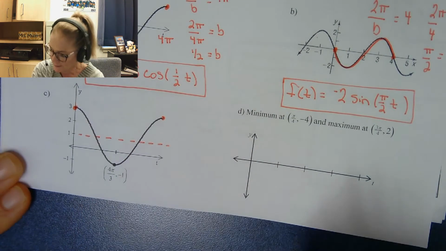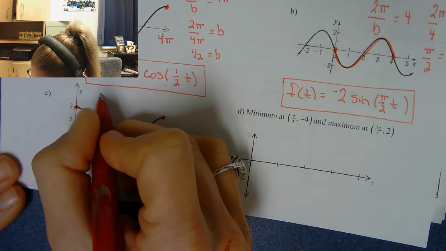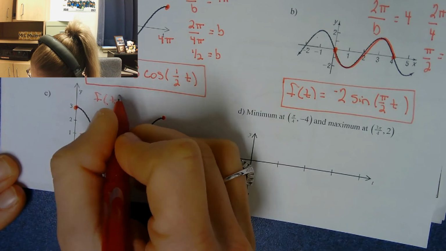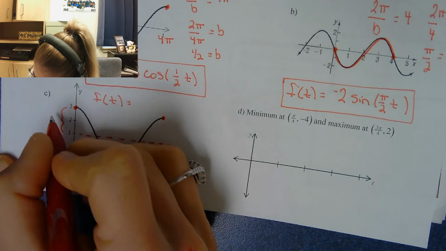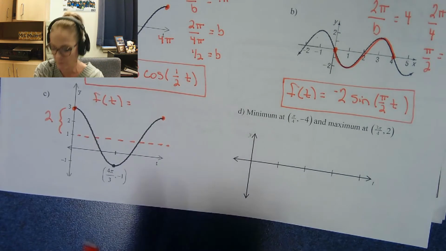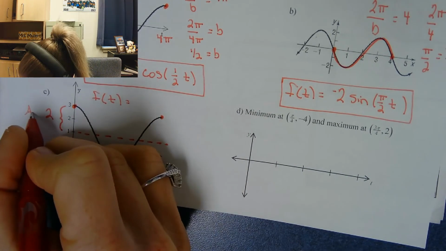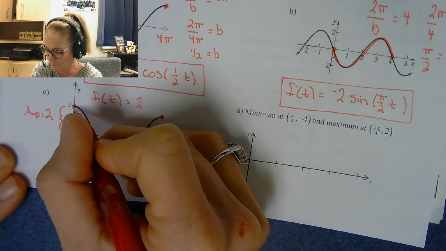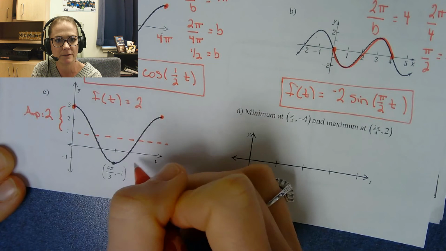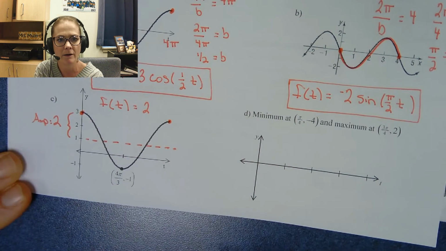All right, so let's see. I'll just write this right here, f of t. So this is going to allow me to figure out my amplitude. My amplitude right here is going to be 2. All right, amplitude is 2. It kind of starts high and goes low, so that's all good right there.